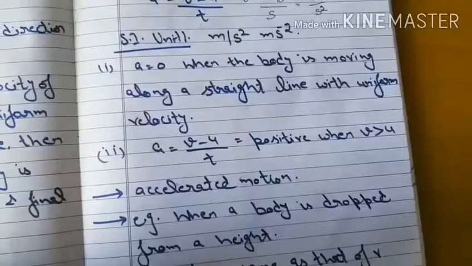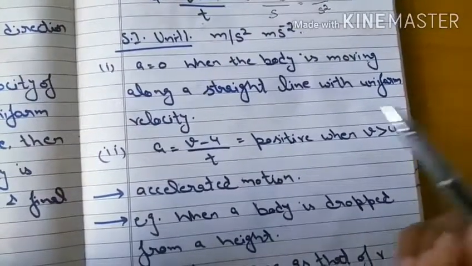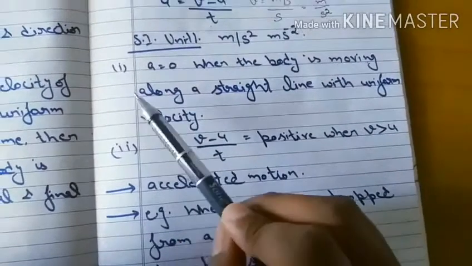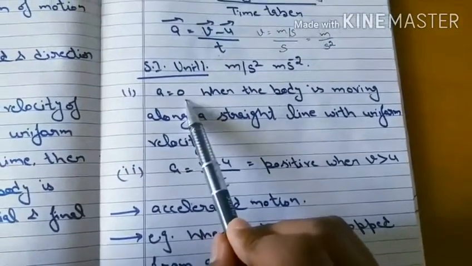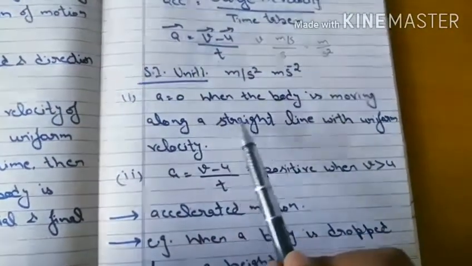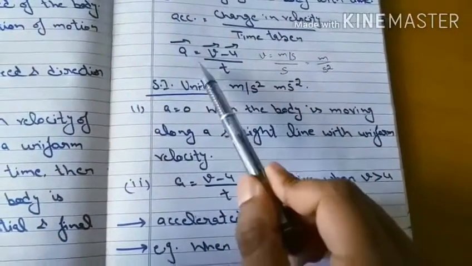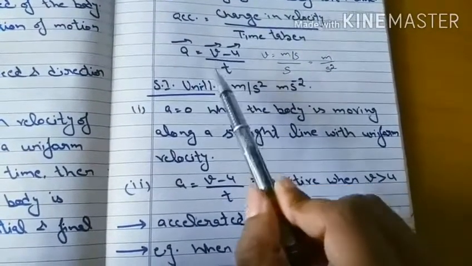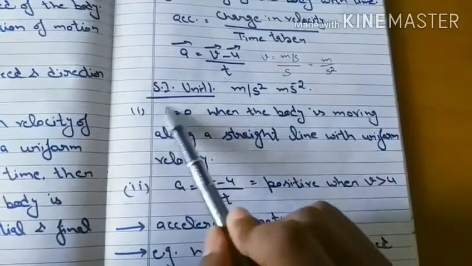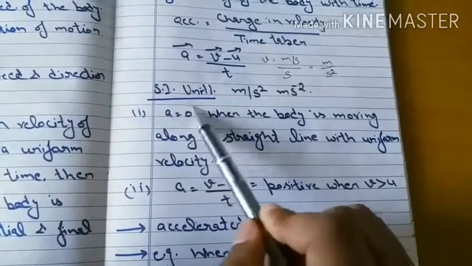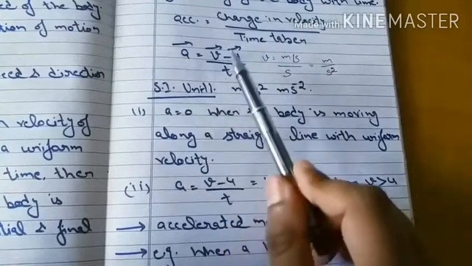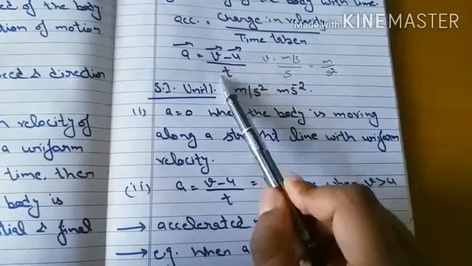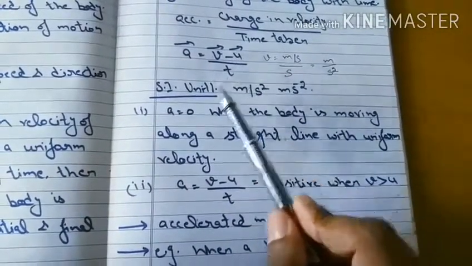So special cases. Acceleration of a body will be equal to 0 when the body is moving along a straight line with uniform velocity. That is when v and u will be the same, in that case acceleration of the body will be equal to 0, because we are neither changing the speed of the body nor the direction of motion.